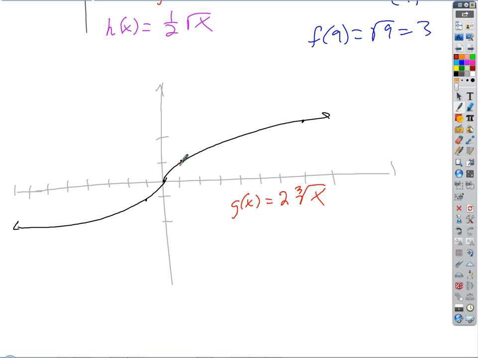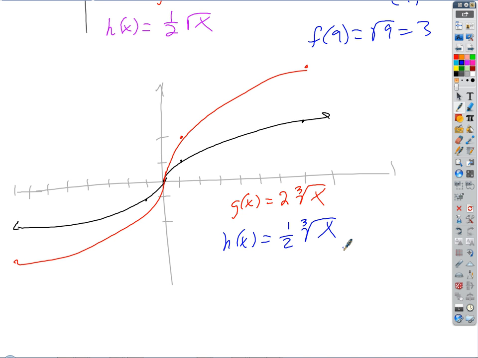Where should this point go then? Instead of going over 1 and up 1, I'm going to go over 1 and up 2. So it's going to go right there. Instead of going over 8 and up 2, I'm going to go over 8 and up 4. So it's going to look like that. Okay, what if we did h of x equals 1/2 times the cube root of x? Then instead of going over 1 and up 1, we're going over 1 and up 1/2. Instead of going over 8 and up 2, I go over 8 and up 1. So this one's going to look like, oops, I didn't draw that very well, but you get the idea.